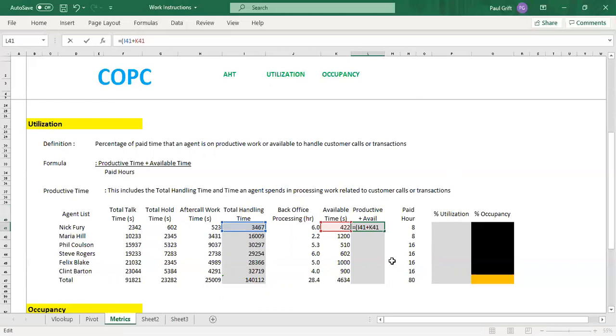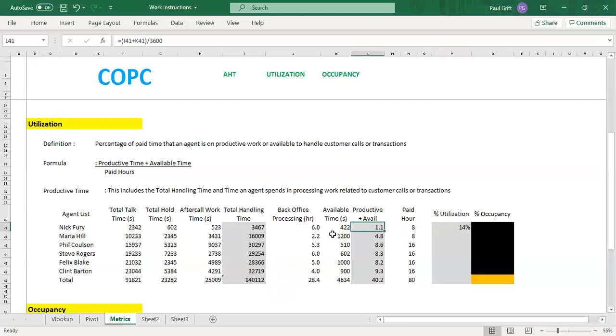Okay, let's just make this in hours, and let's copy the rest of the way. Now let us use the formula to compute for the utilization, which is productive time plus avail over paid hours. So we notice here that something's wrong. Let me just check that.